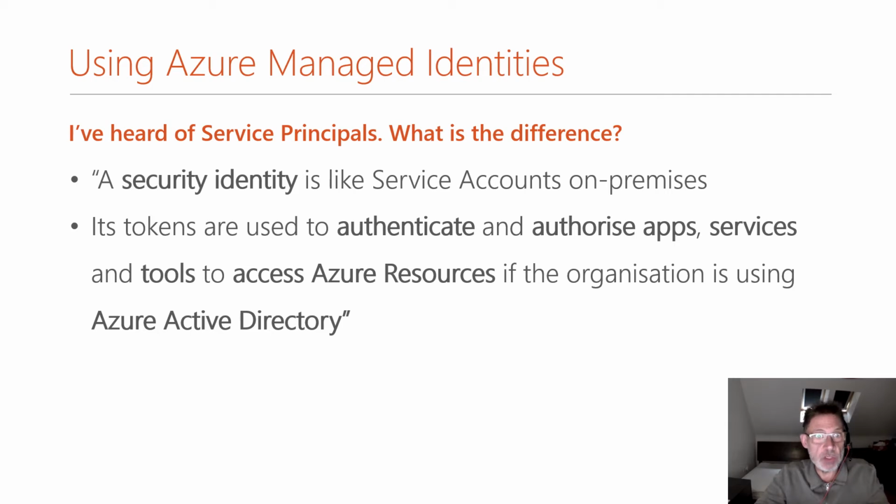Anyway, the service principal's tokens are used to authenticate and authorize apps, services, and tools to access Azure resources, as long as the organization is using Azure Active Directory. We'll talk about the differences in a short while, but it's worth noting here that service principals can be used for authorizing external resources, and that's not the case with managed identities. So service principals are still really useful, although there's a larger overhead of using them. I just wanted to touch on that. We're really talking about managed identities in this session.